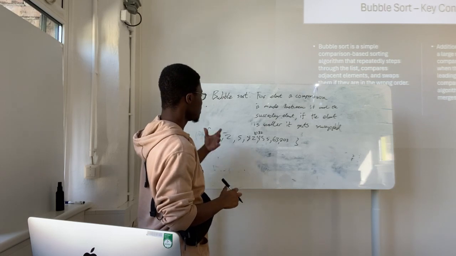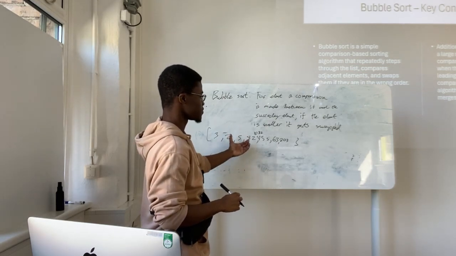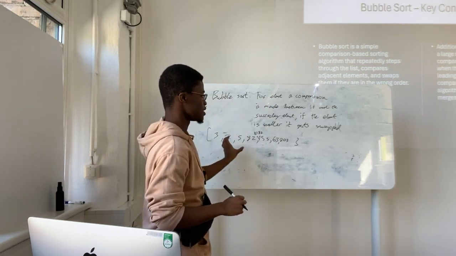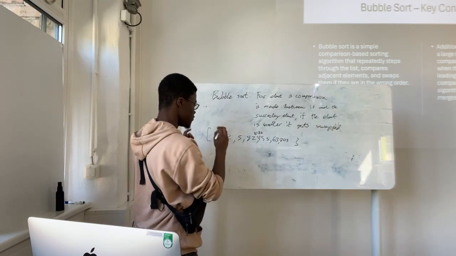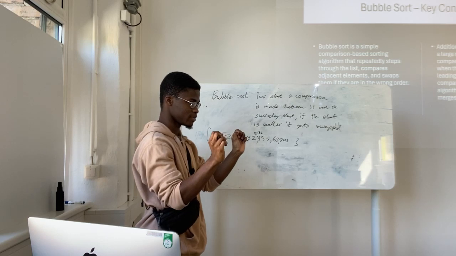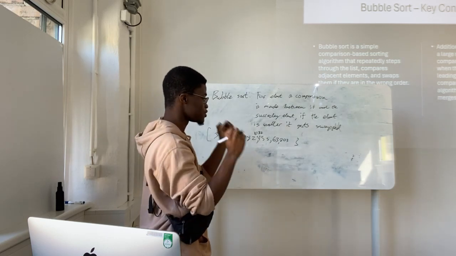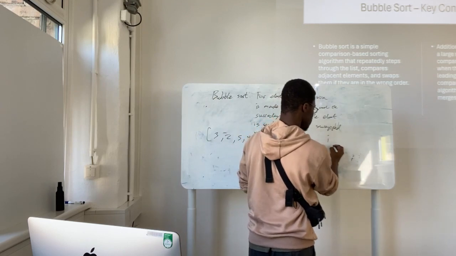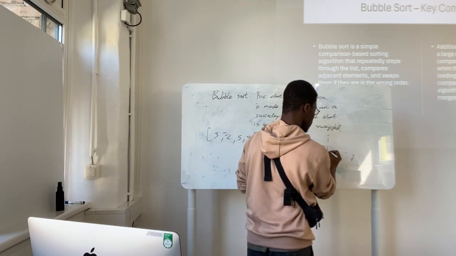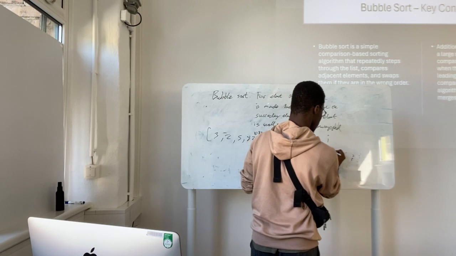So if we were to perform bubble sort on this data set, what bubble sort is going to do is define two iterators, two pointers, let's call them that. Let's call one pointer I and another pointer J. So these are two pointers.